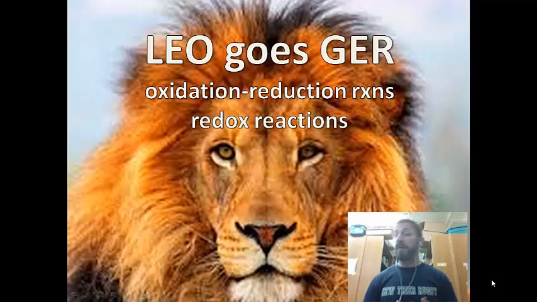Reactions can be classified in three ways, and one of those is classifying reactions as acid-base. Another is precipitation, and another is redox. So one way to categorize all reactions is to put them into one of those three categories.